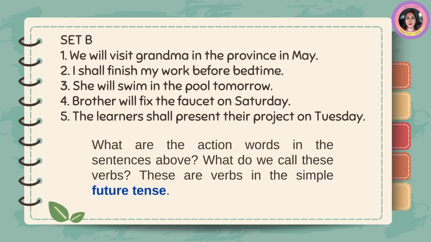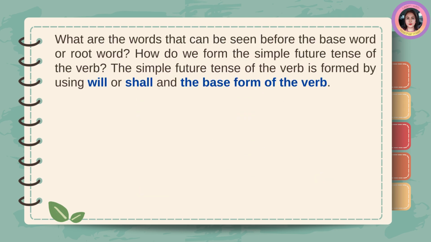What are the action words in the sentences above? What do we call these verbs? These are verbs in the simple future tense. What are the words that can be seen before the base word or root word?